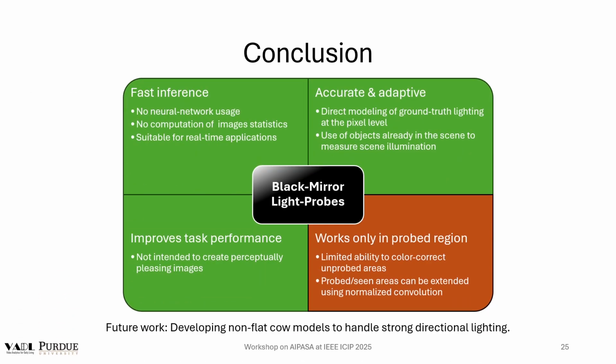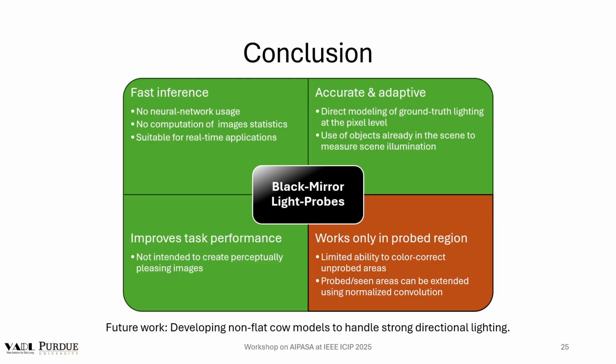Finally, our method, black mirror light probes, is fast for inference because it does not use any neural network models, nor does it compute image statistics at the time of inference. This makes it suitable for real-time applications. Further, it is accurate and adaptive. This is because it directly models the ground truth lighting information at the pixel level and uses objects that are already present in the scene to measure the scene illumination. And it is designed to improve the performance of the downstream task and not intended to create perceptually pleasing images.